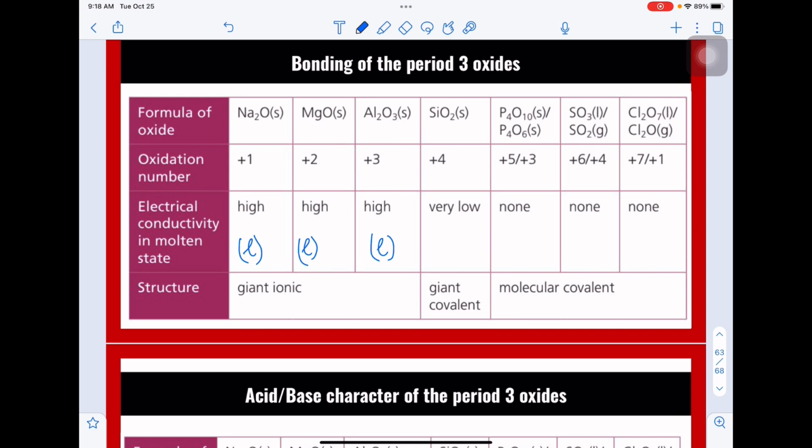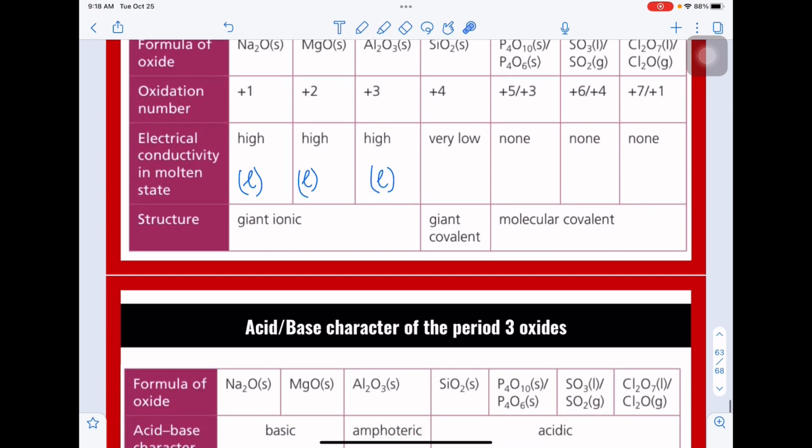And then silicon dioxide here has very low conductivity, and the rest of them have none. Okay, so that means that when these guys are melted, they allow free movement of charged particles, because that's what electrical conductivity means. And then silicon dioxide allows very little, that's why the conductivity is very low. And then the non-metal oxides, they don't allow at all, so that's why they do not conduct electricity.